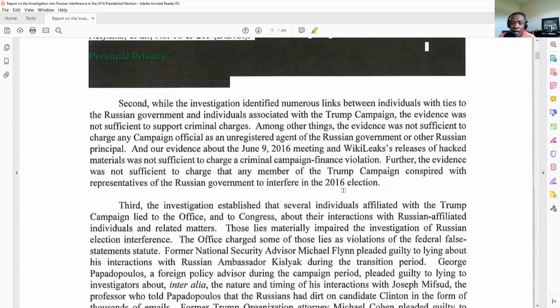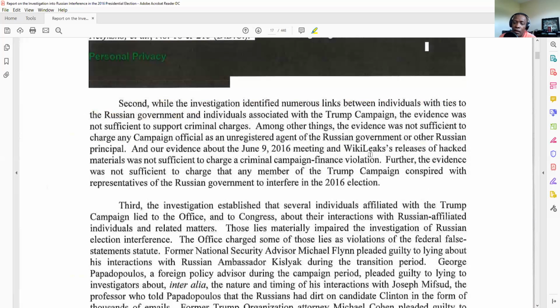Second, while the investigation identified numerous links between individuals with ties to the Russian government and individuals associated with the Trump campaign, the evidence was not sufficient to support criminal charges. Among those things, the evidence was not sufficient to charge any campaign official as an unregistered agent of the Russian government or other Russian principal. And our evidence about the June 9, 2016 meeting and the WikiLeaks releases of hacked material was not sufficient to charge a criminal campaign finance violation. Further, the evidence was not sufficient to charge that any member of the Trump campaign conspired with representatives of the Russian government to interfere in the 2016 election.